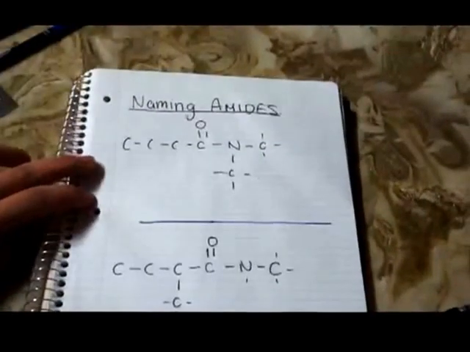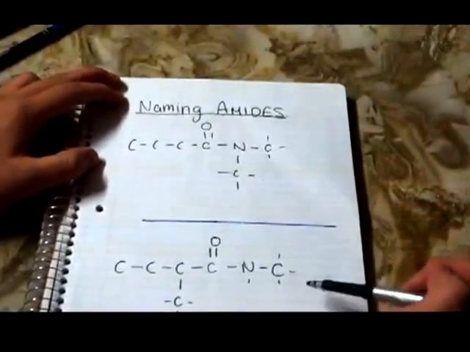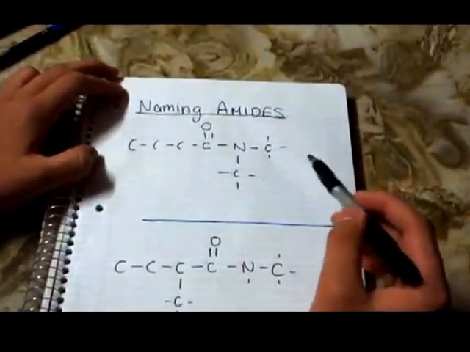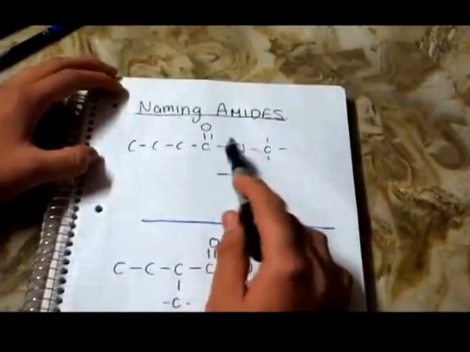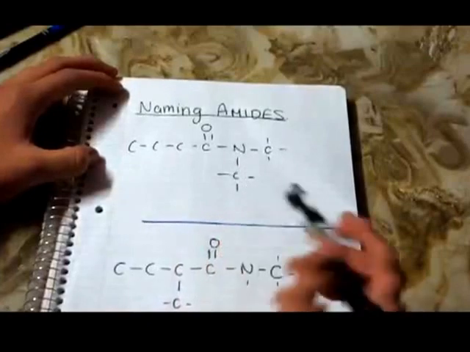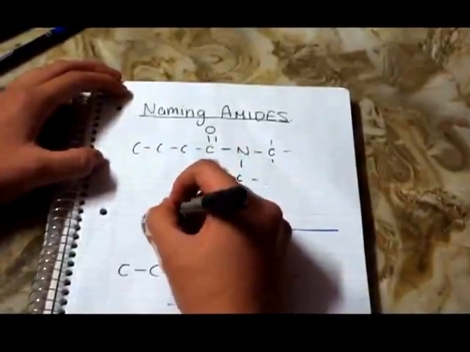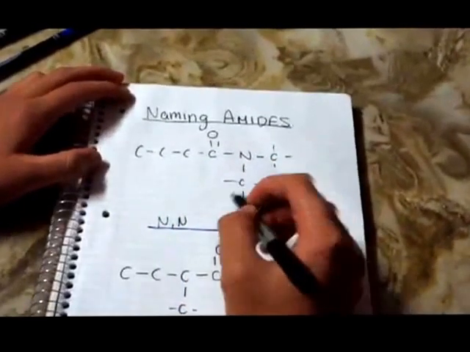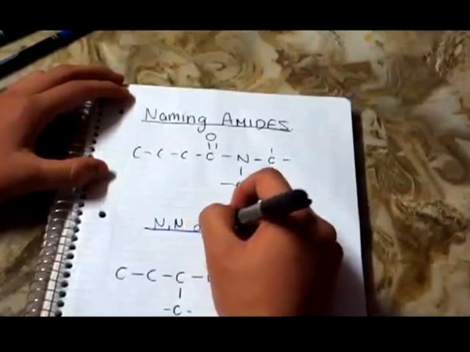Alright, so next what I'm going to teach you is how to name amides. So here I have two examples laid out, and let's try and name this first one. What you first want to do is look for any side chains. So we have two side chains that are connected to the N, and since there's two of them, sort of like the same as the locator number, we have to put N, N. And since they're both methyl chains and there's two of them, it's going to be dimethyl.